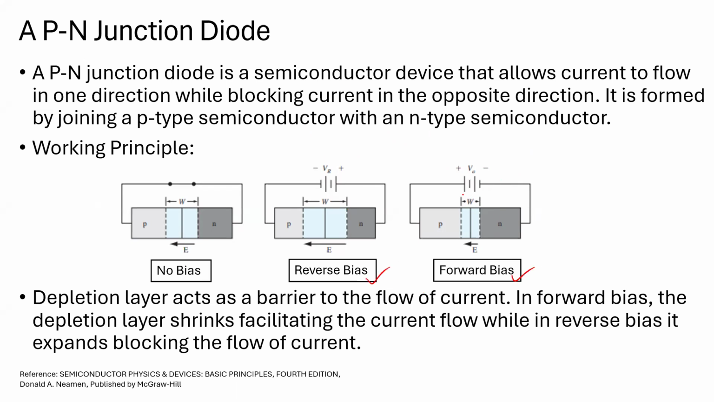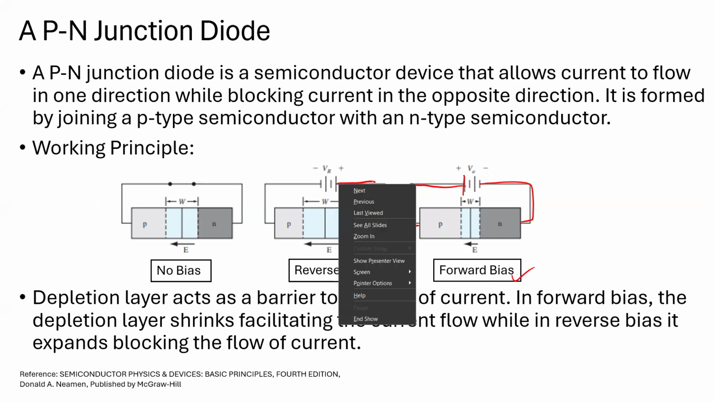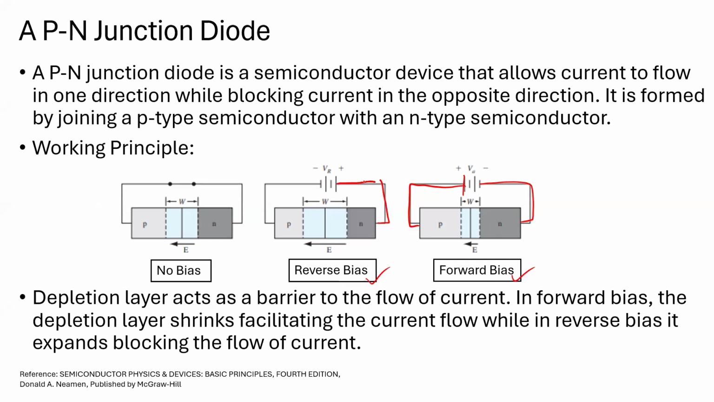So what is forward bias? Forward bias means that if we connect the positive terminal of the battery to the P side and the negative terminal of the battery to the N side, this results in a forward bias, and the opposite results in reverse bias, which is the positive terminal to the N side and the negative terminal to the P side. So this is how a P-N junction diode is biased.